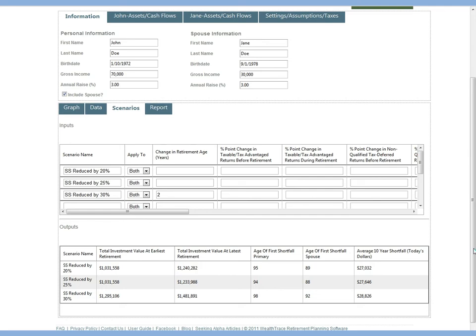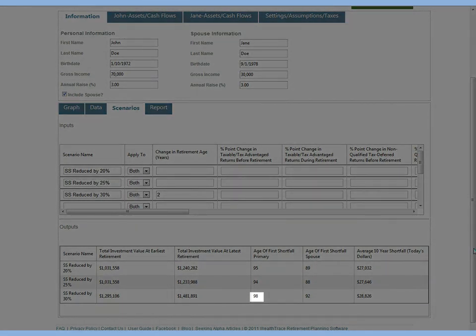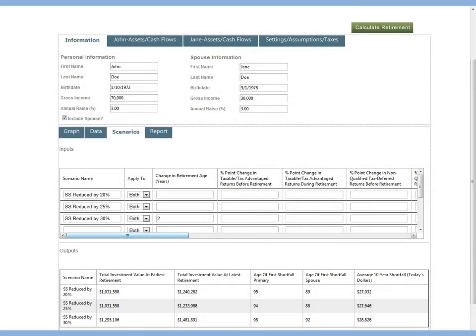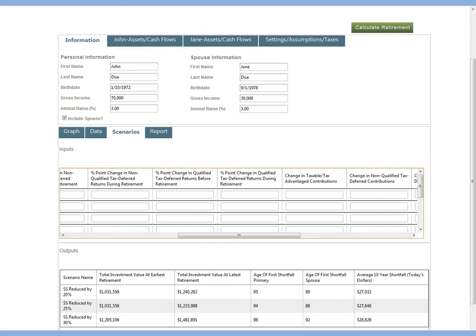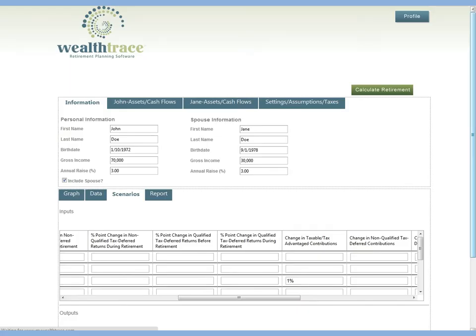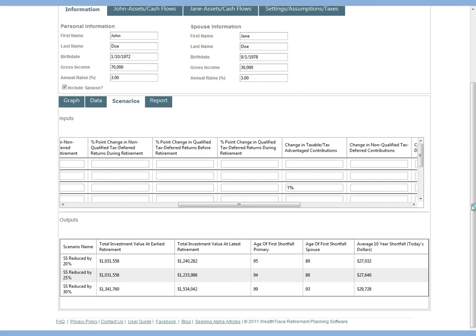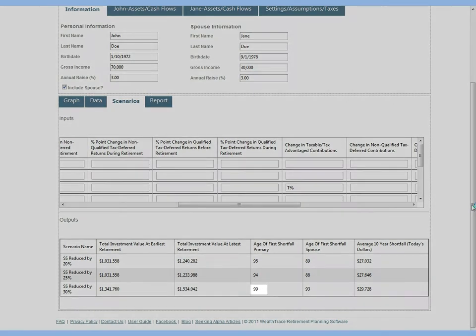Now they won't run out of money until John is 98 years old. Now let's have them save just a bit more money into their taxable account. Let's say 1% more per year. Now they don't run out of money in retirement until John is 99 years old.